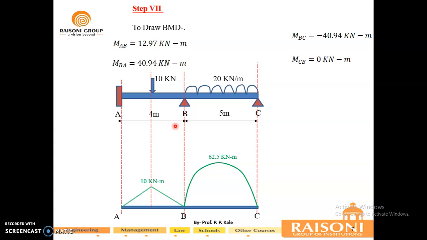This parabolic shape means UDL on a simply supported span, and this triangular figure means point load at the center for a simply supported span. Then give these fixed end moment values and you will get the overlapped, or superimposed, BMD. So in this way you can solve this problem using the stiffness matrix method.